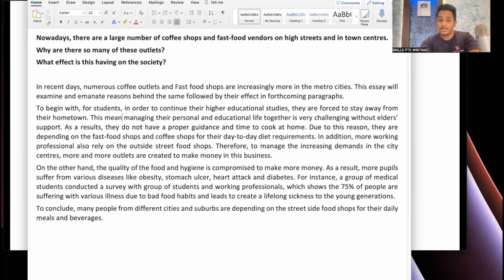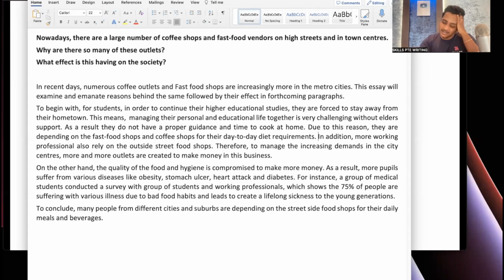This means the supporting idea. Managing their personal and educational life together is very challenging without elders' support. As a result, they do not have proper guidance and time to cook at home. Due to this reason, they are depending on the fast food shops and coffee shops for their day-to-day diet requirements. See, this could have been written in a much more beautiful way. Example is missing. This is stretching, like a rubber band stretched to 1 kilometer, not required.